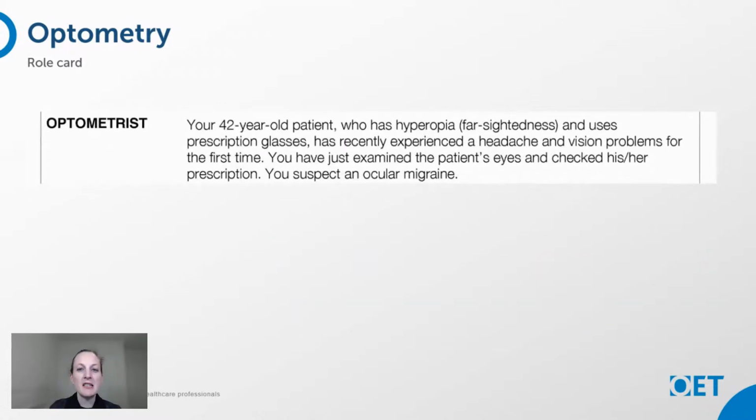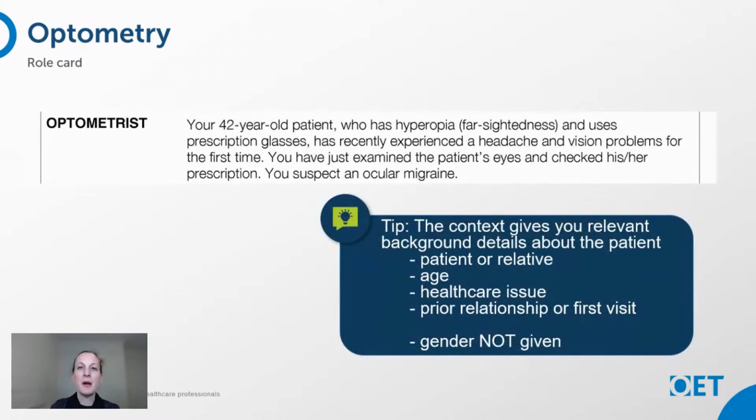The second thing to look at is the background information, which is where we look for details about the patient's age and the healthcare reason for the conversation, as well as checking whether we are speaking to the patient themselves or a relative of the patient. And for this card, the background information tells us that you're speaking to a patient who is 42 years old. And importantly, that you have just examined their eyes. This means that you don't need to start with introductions. You can simply start the conversation from task one, and we'll see what that task is in a second.